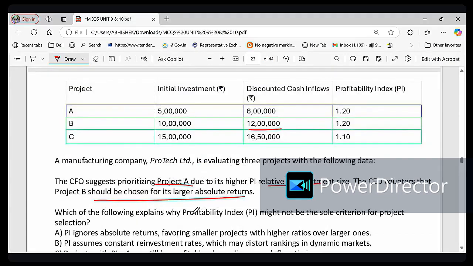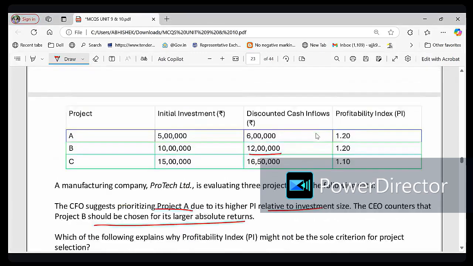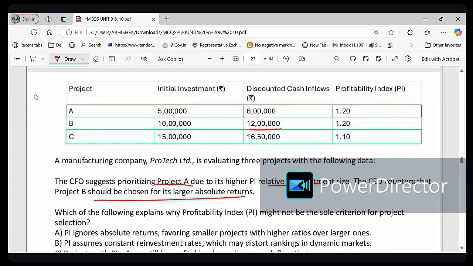This PI, which means profitability index, is another way of evaluating the project. So let us break it down. What is the meaning of PI? Let me explain. Imagine that you invested rupees 1. You have invested 1 rupee and you get back 1.20, right? That is great, right? You have invested 1, you get 1.20 back.